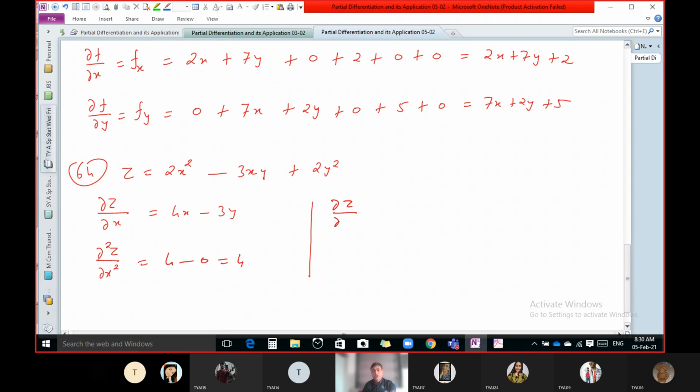Now delta z upon delta y. The derivative of z with respect to y is 0 minus 3x plus 4y. Now once again differentiate with respect to y. 0 plus 4, so 4. But we do not necessarily always have the same answer. Right now we get the same answer, but it is not compulsory.